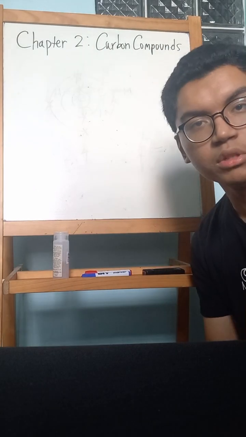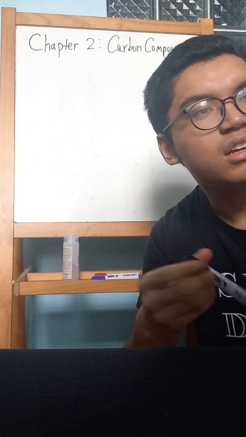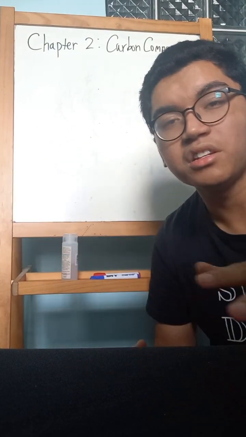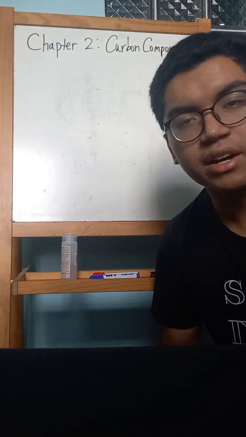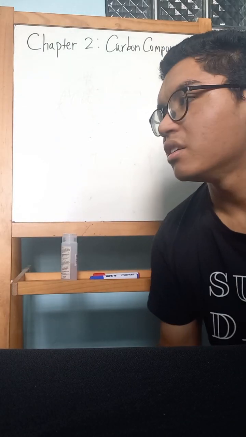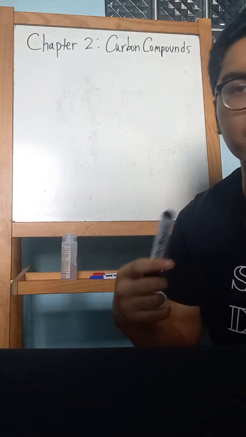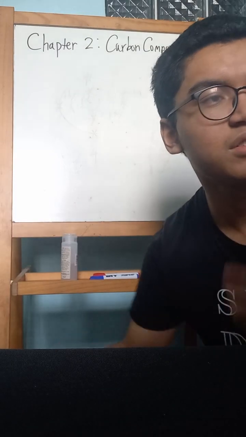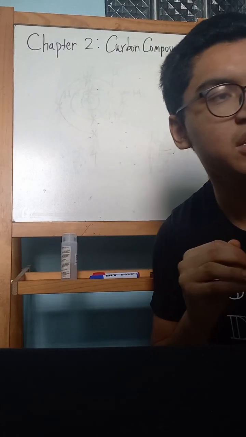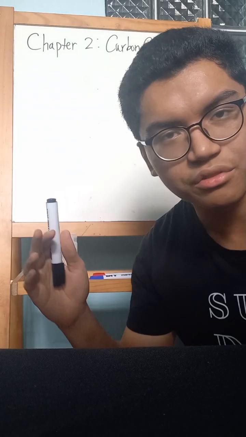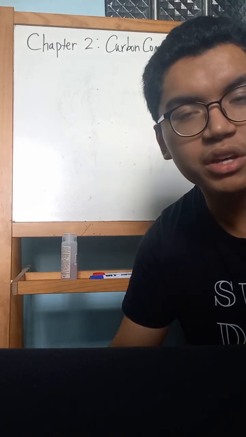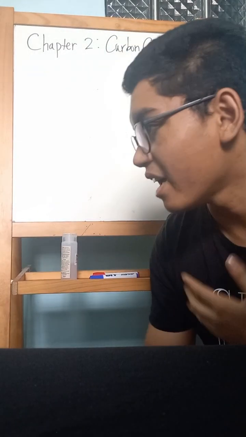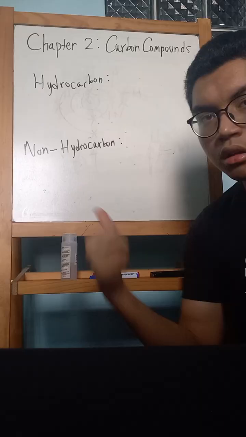So what are carbon compounds? Carbon compounds are compounds that contain carbon as their constituent element. This could be classified as organic or inorganic. It doesn't really matter, because you'll find out soon enough what all that means. Whether it's organic or not doesn't matter. What you have to know is what a hydrocarbon is and what a non-hydrocarbon is.